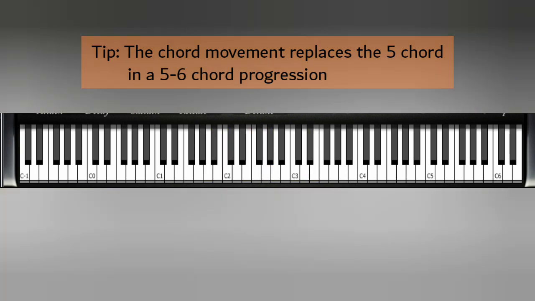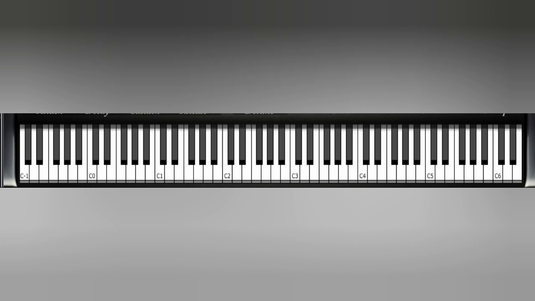So let's have a quick run of the C major scale. Then I'll break down this chord movement for you and show you how to apply it in a chord progression, okay? So the C major scale: C is the first note of the scale, so C is the 1, D is the 2, E is the 3, F is the 4, G is the 5, A is the 6, B is the 7, and back to the 1, which is the C.